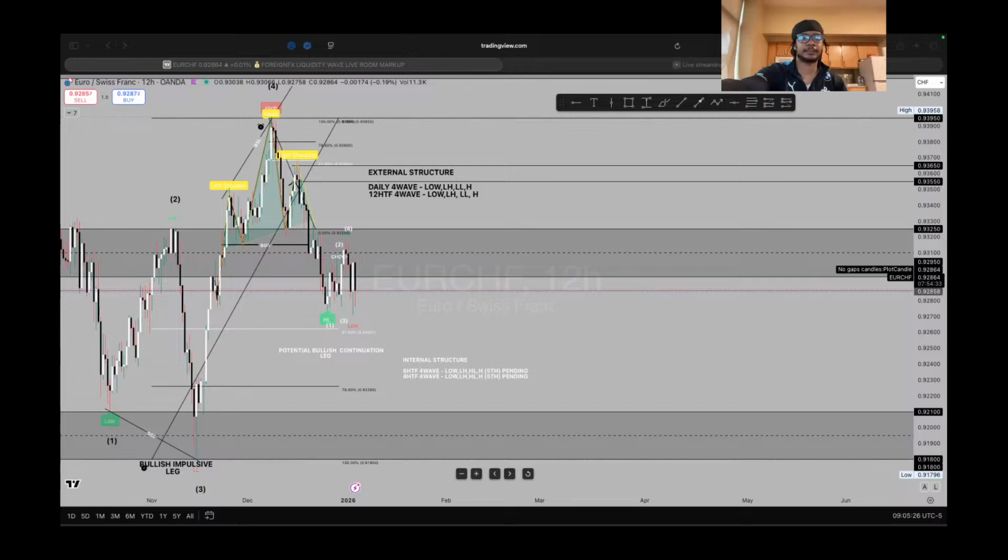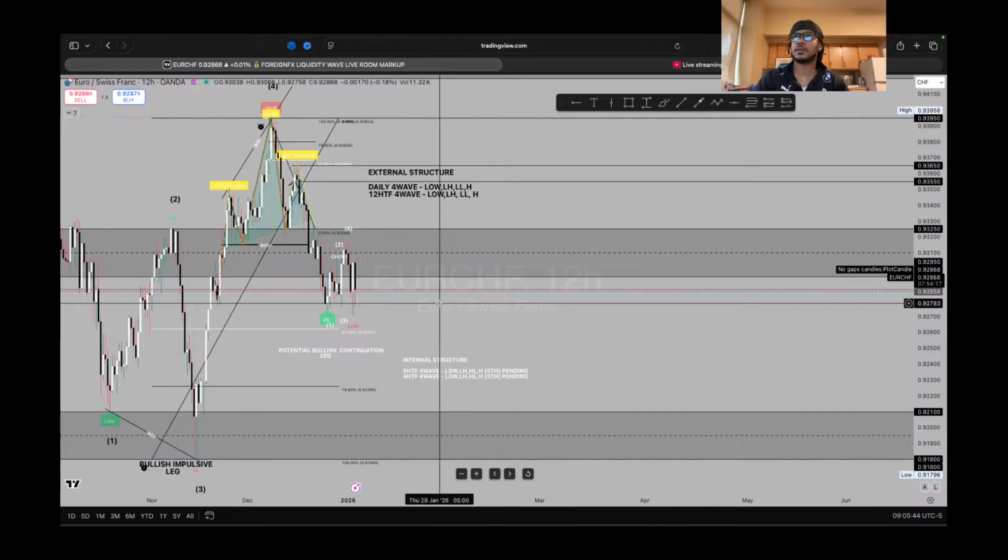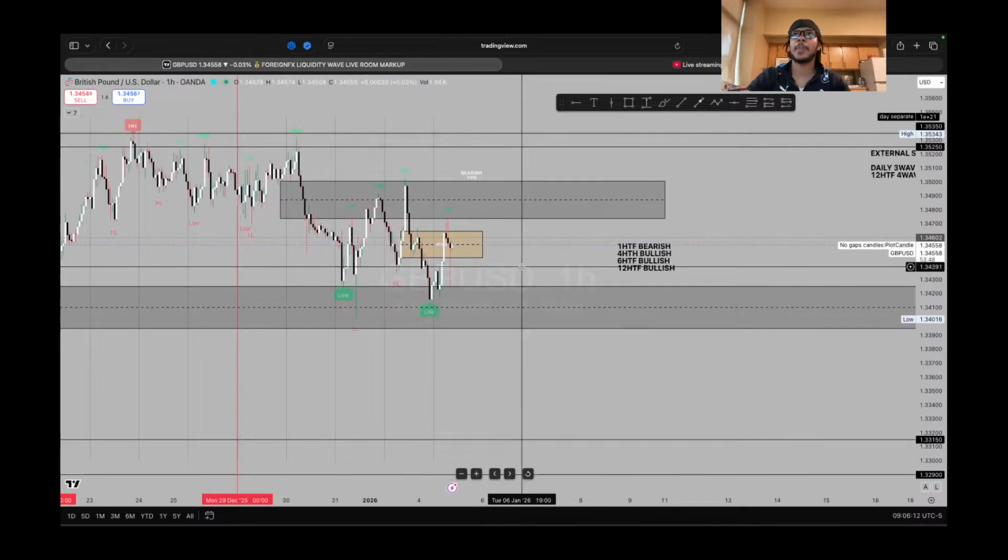So Euro CHF and GBP USD. This one is a brain teaser. Honestly, I'm looking for a buy on it. I'm really looking for a buy. But we're playing inside of this fair value gap from last week. We respect the higher time frame fair value gap.